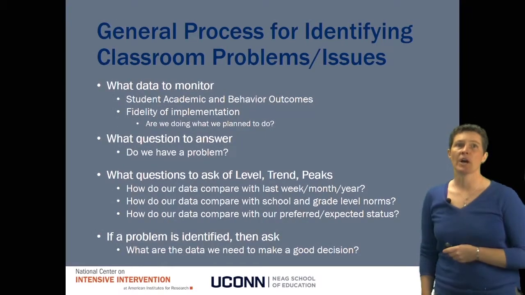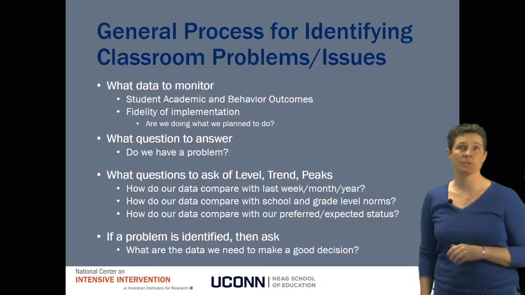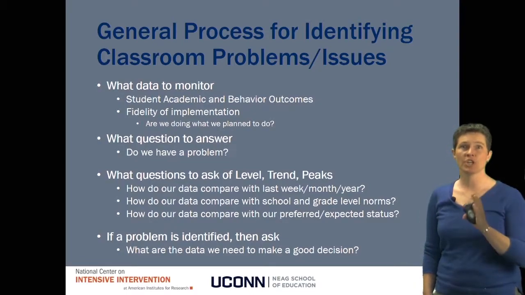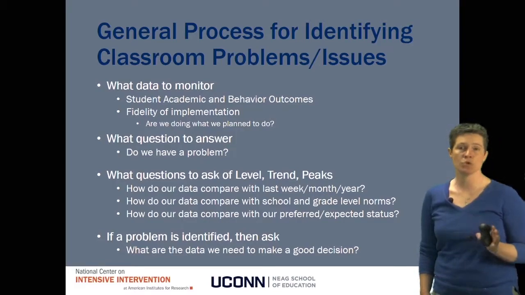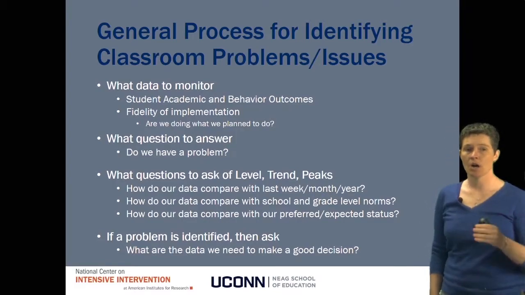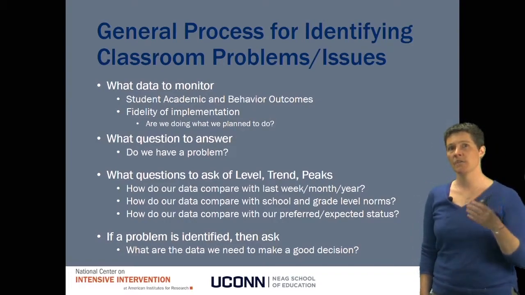So there's a general process for thinking about how do we think about classroom problems or issues. The first is to think about what behavior is important to monitor. And there's 2 general categories we need to think about. The one we're most used to thinking about is student academic and behavioral outcomes. Are the kids learning the skills that we want them to learn? Is their reading getting better? Is their math getting better? Is their behavior getting better?